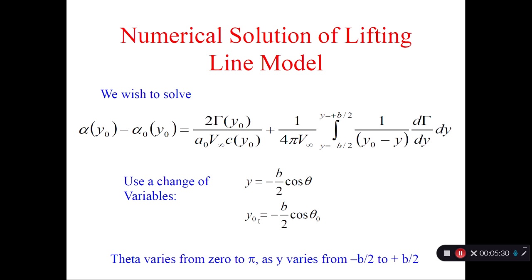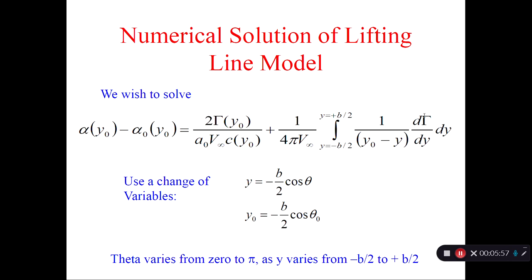So at the center of the wing, theta is 0 and theta naught is 0. At one wingtip, theta is 0 and theta naught is 0. At the other wingtip, theta is pi, theta naught is pi. So this is what we mean by the angles vary from 0 to pi as y varies from minus b over 2 to plus b over 2. So we are going to change wherever we see y with this type of a change of variable.